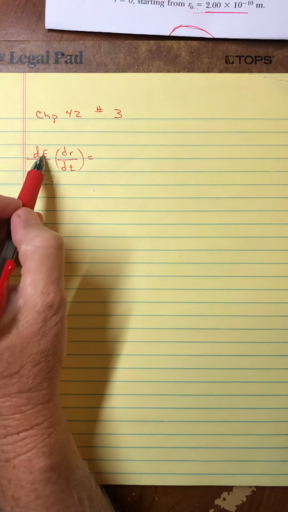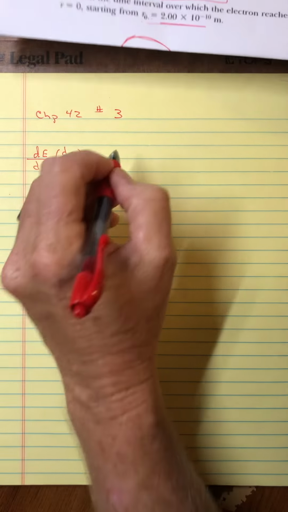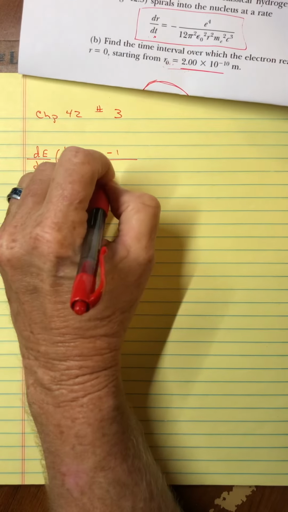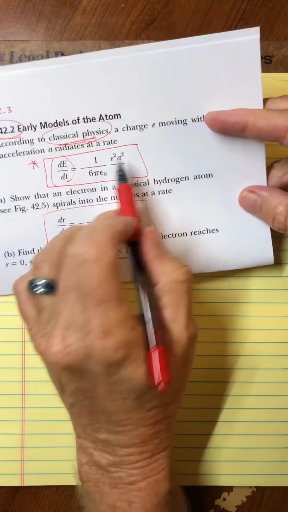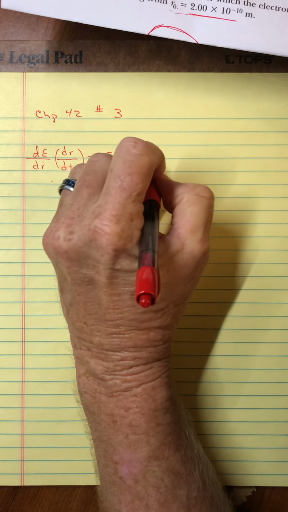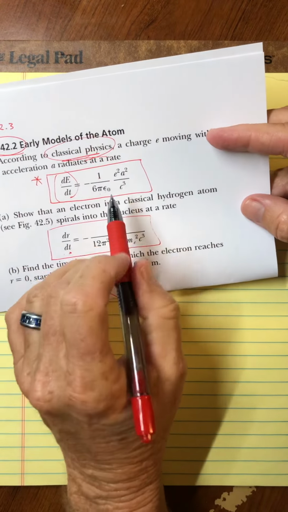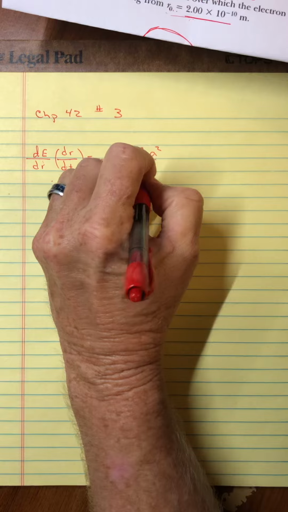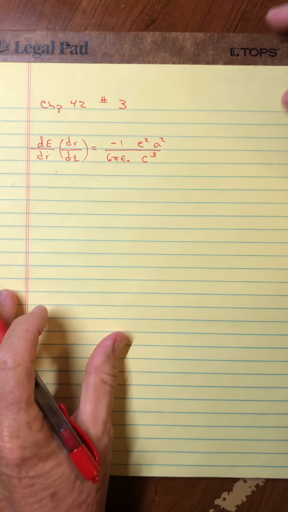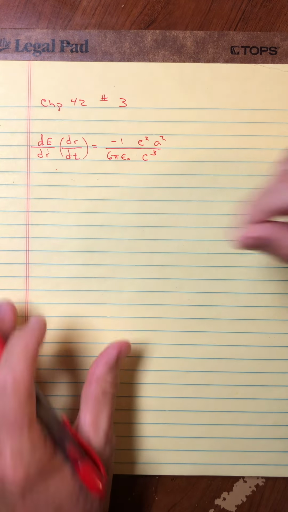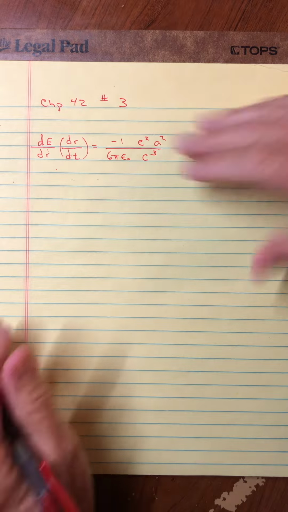Because this is the piece that we're asked to actually get. But starting with dE/dt, I will just put a minus 1 over 6 pi epsilon naught, electron charge squared, acceleration squared, and speed of light cubed. So again, that's no proof there, we're just given it. Okay, so there's my equation here.